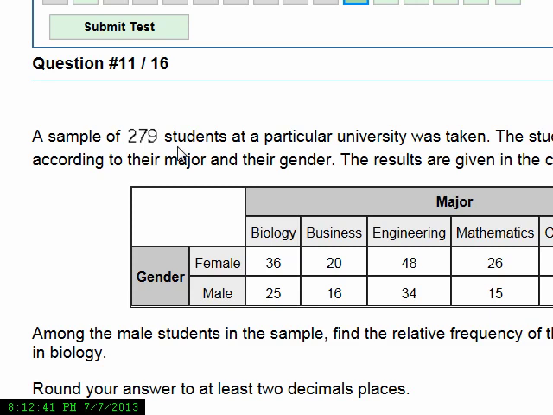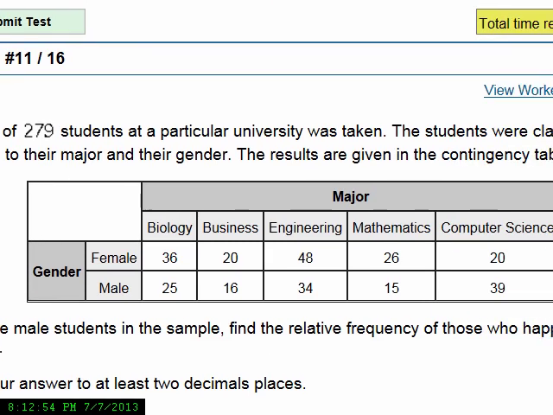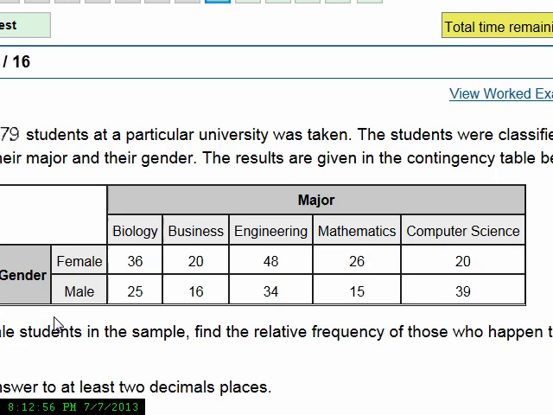A sample of 279 students at a particular university was taken, and the students were classified according to their major and their gender, and the results are given in the contingency table below. And let me move the screen over so you can see the whole table. Among the male students in the sample, find the relative frequency of those who happen to be biology majors.